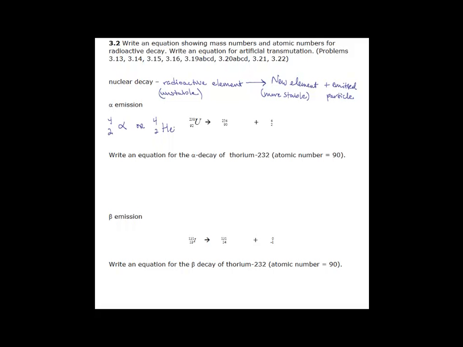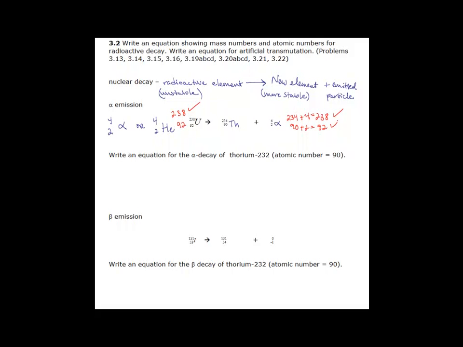Now, uranium-238 is a radioactive element. It decays by alpha emission, so it decays to produce an alpha particle and a new element. If you look on your periodic table, the atomic number 90 corresponds to thorium. With these equations, like I mentioned in the last lecture, the sum of the mass numbers on the left has to equal the sum of the mass numbers on the right. So 234 plus 4 gives you 238. 92 over here, so that checks out. And then 90 plus 2 gives you 92. That checks out.